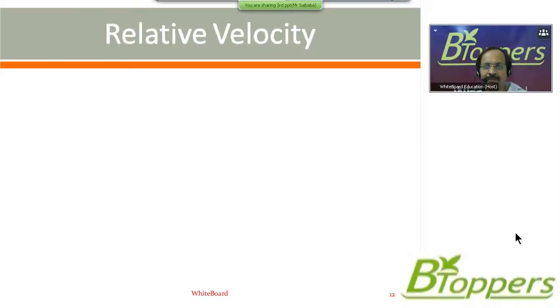So the velocity of a body as seen with respect to another body, we call relative velocity. Suppose there are two ships A and B moving in different lines which are not parallel, then the relative velocity of ship A with respect to ship B means the velocity of ship A as observed by an observer in the second ship B.